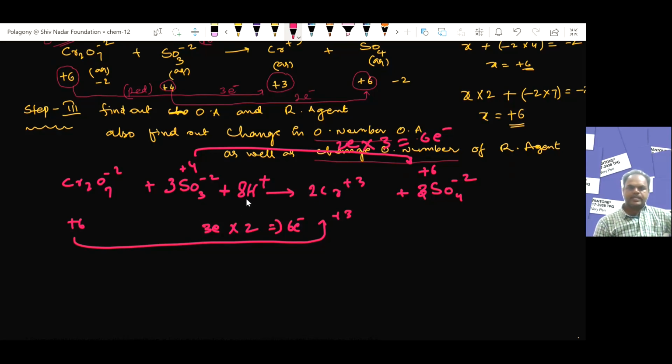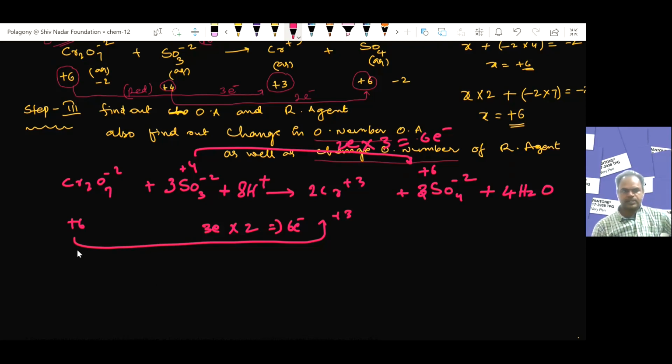So if I introduce 8 H plus, then on the product side the hydrogen ions are to be balanced. For this, I'm bringing 4 H2O water molecules, because 4 into 2 gives 8 H plus. So hydrogen atoms are balanced. And oxygen atoms we can check: 3 into 4, 12, 12 plus 4, 16. So oxygen atoms are balanced.